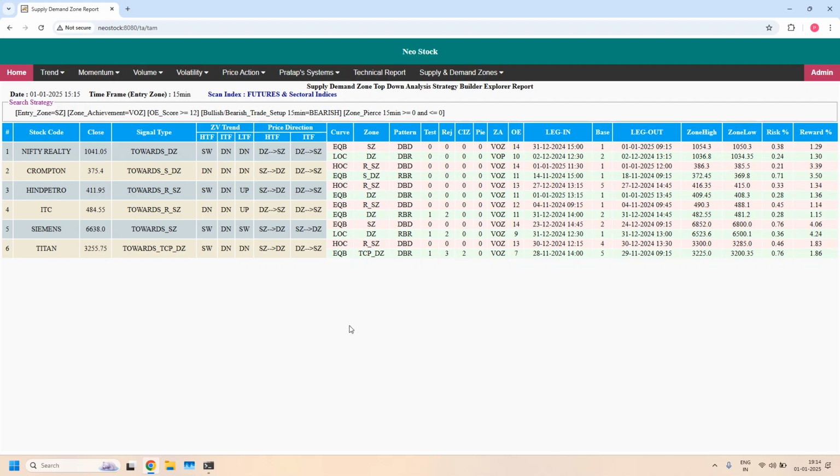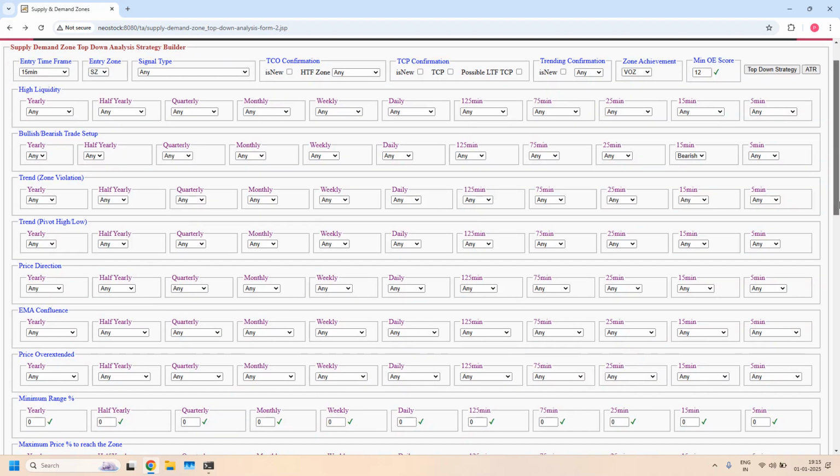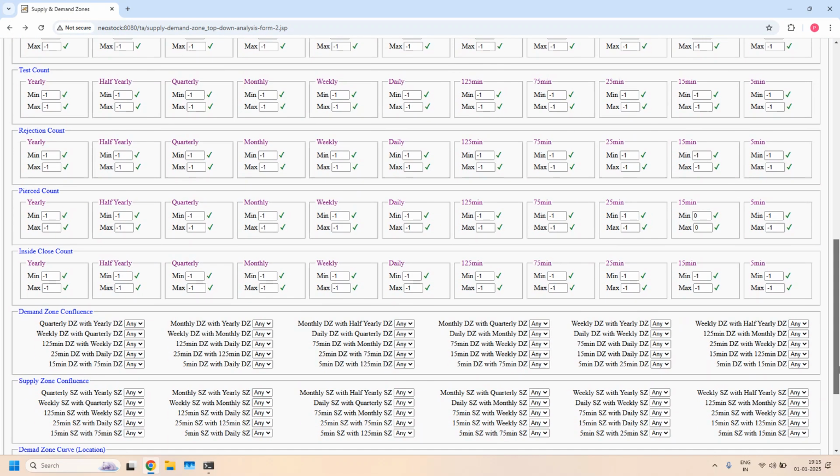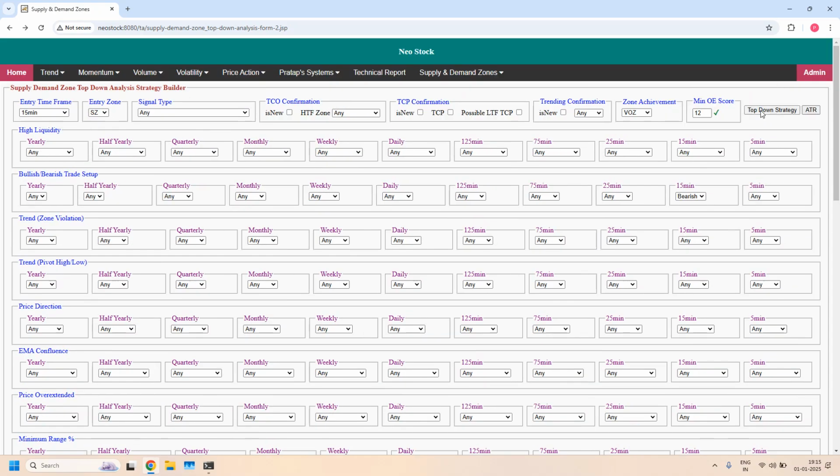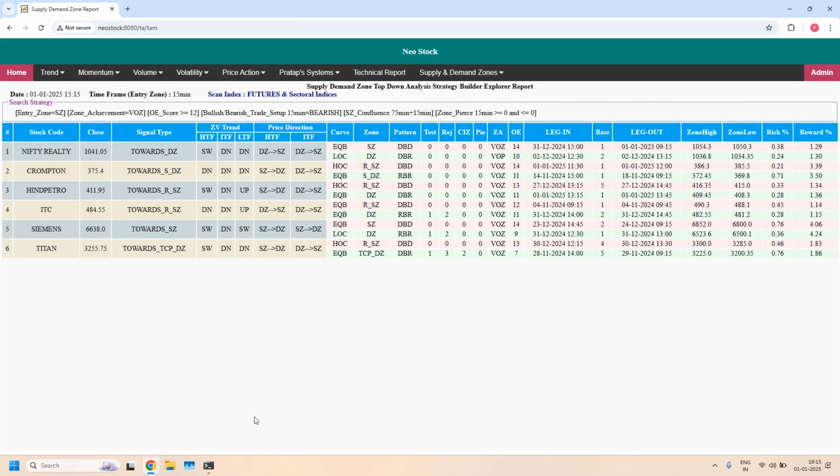Apart from that, we can also further filter based on LTF, ITF and HTF supply zone confluence. So first filter is LTF and ITF supply zone confluence. That is 15-minute supply zone with 75-minute supply zone confluence. I am enabling that filter. With this filter, we got 6 stocks. In all these 6 stocks, these 15-minute supply zones are part of the 75-minute supply zone.